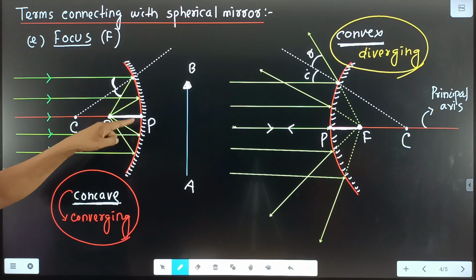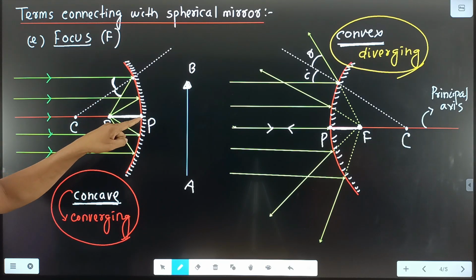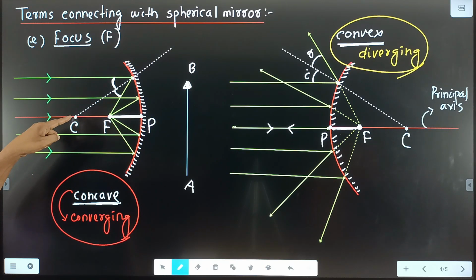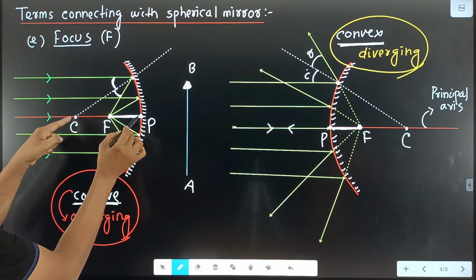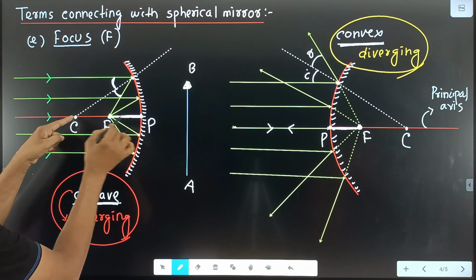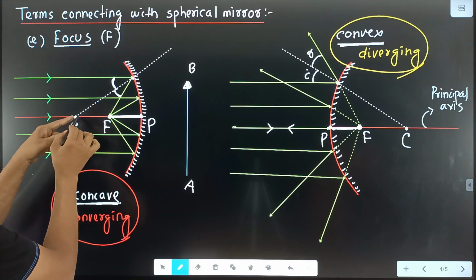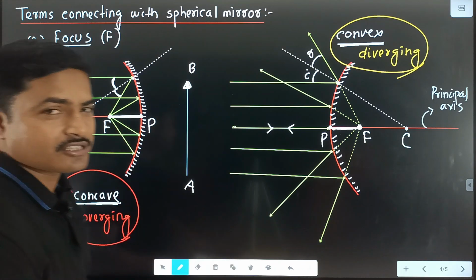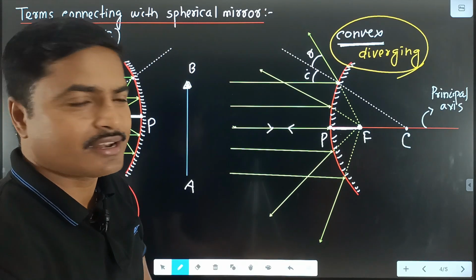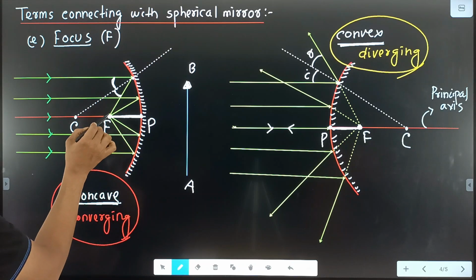Here this point is the pole. The pole is the center of the reflecting surface. This point is the center of curvature, the center of the sphere. PC is the radius of the sphere, also called the radius of curvature, and for that we write capital R. Then this point is the focus.